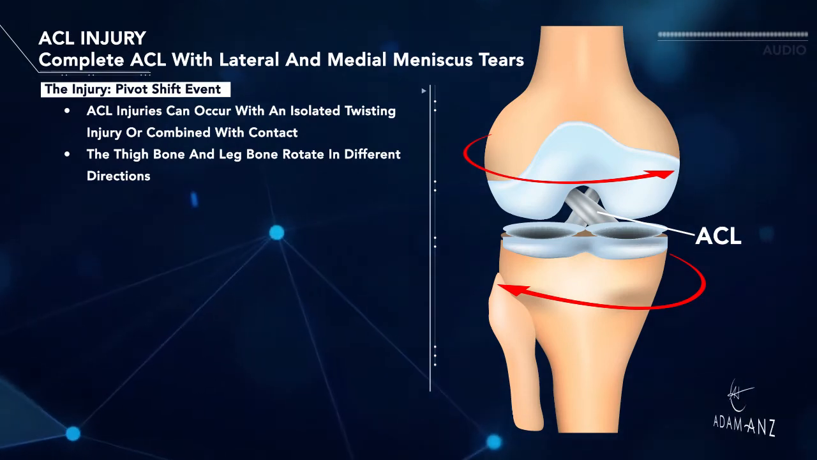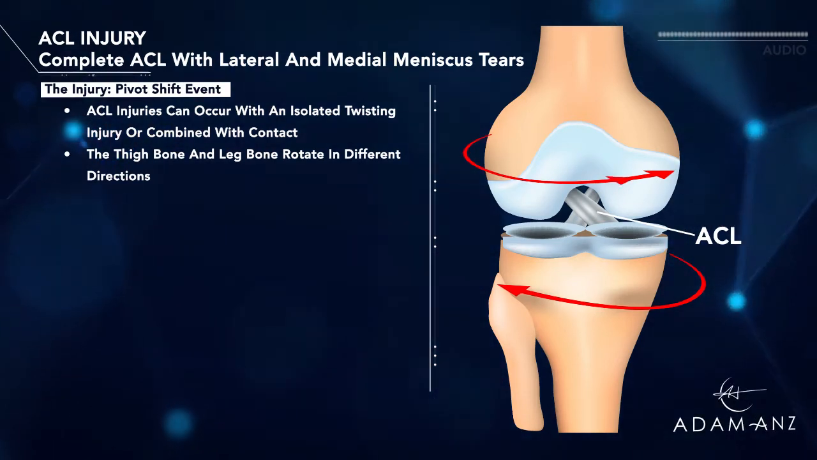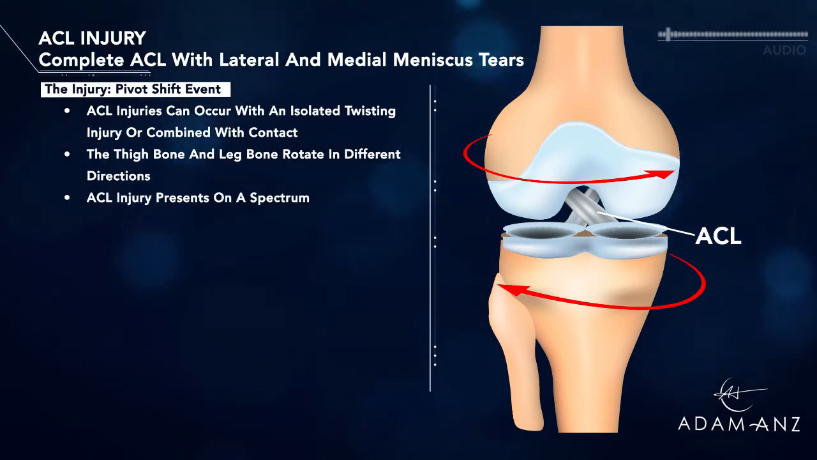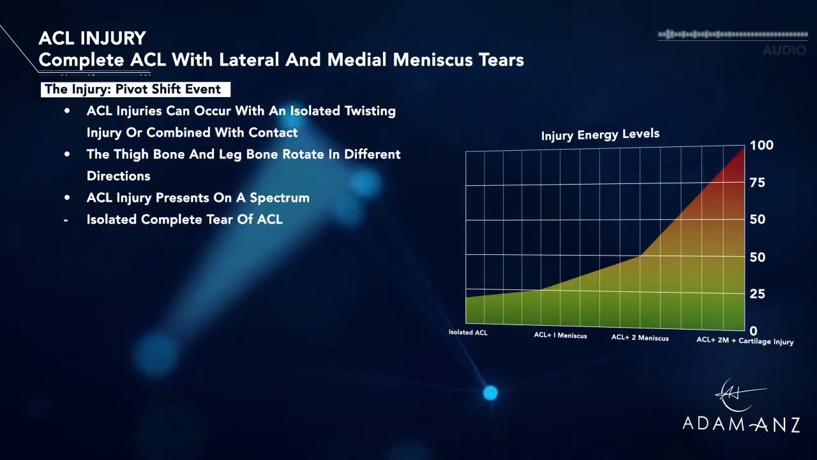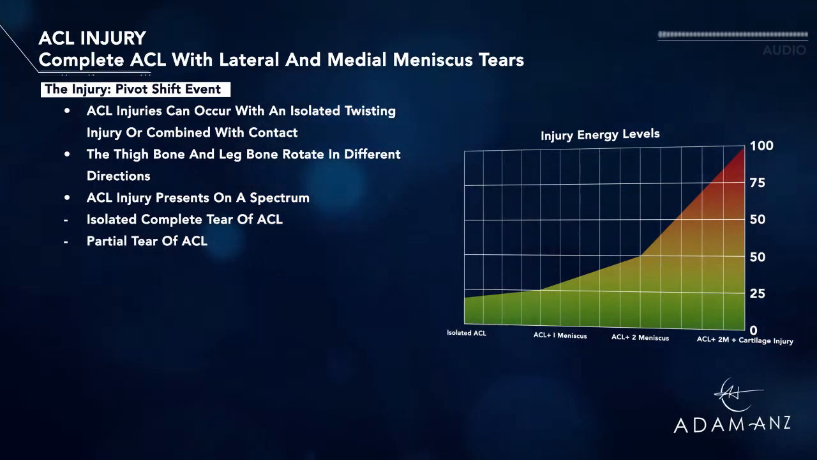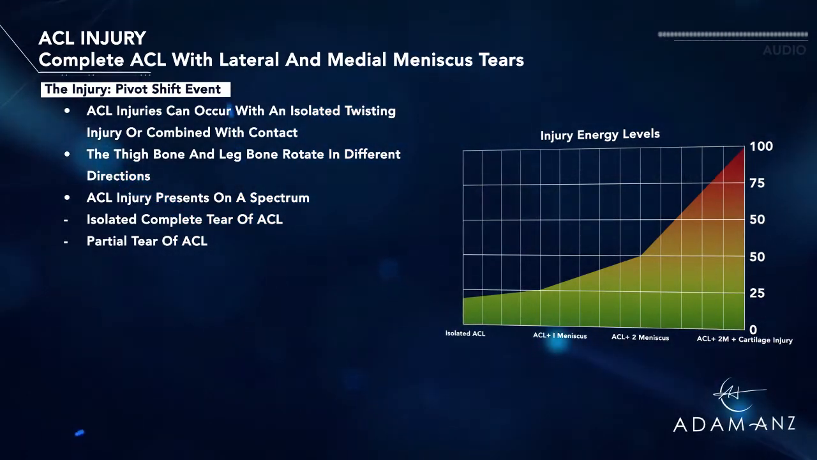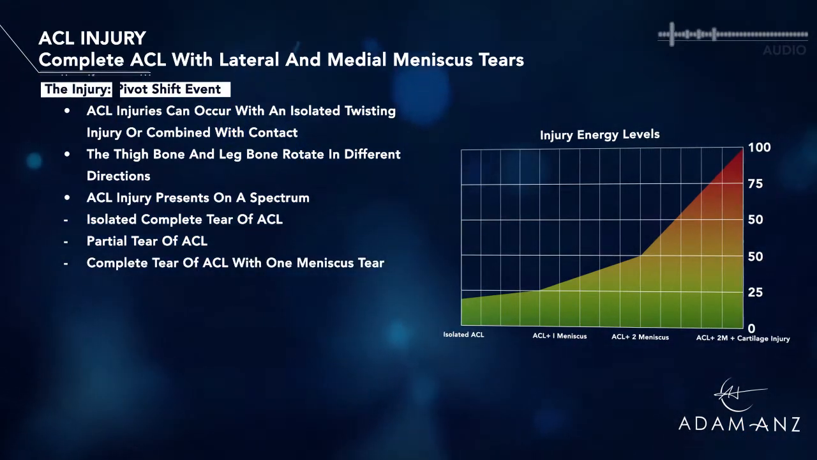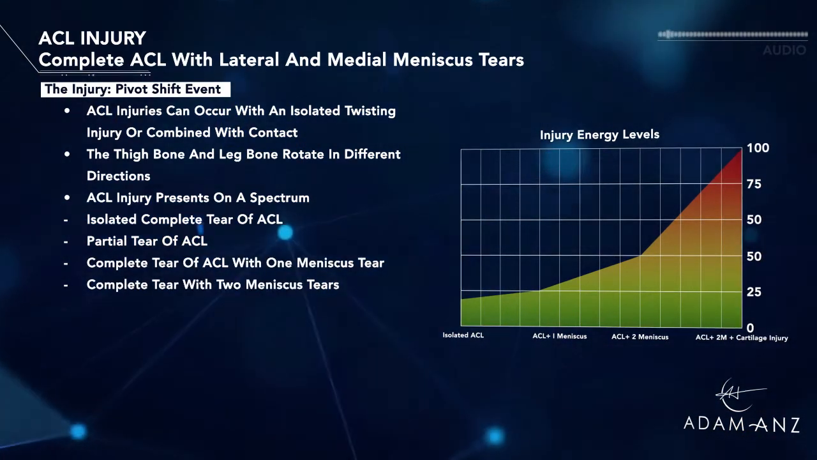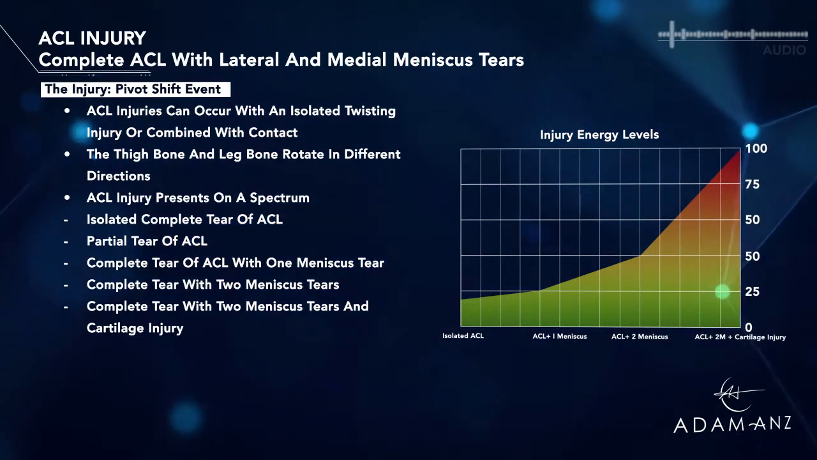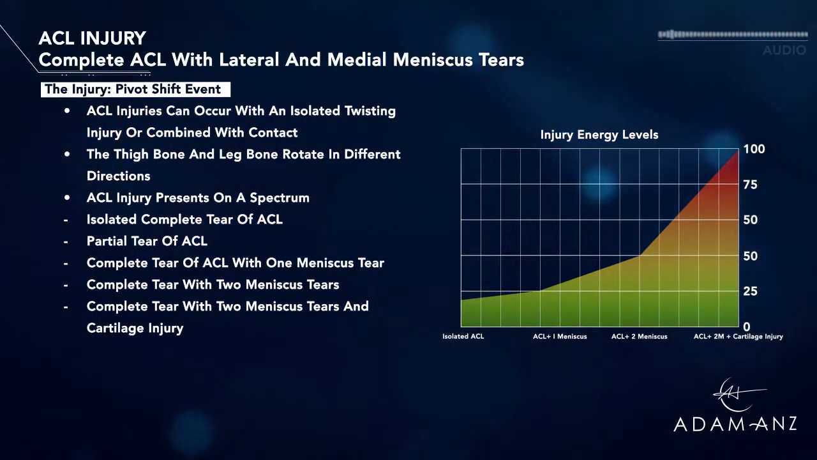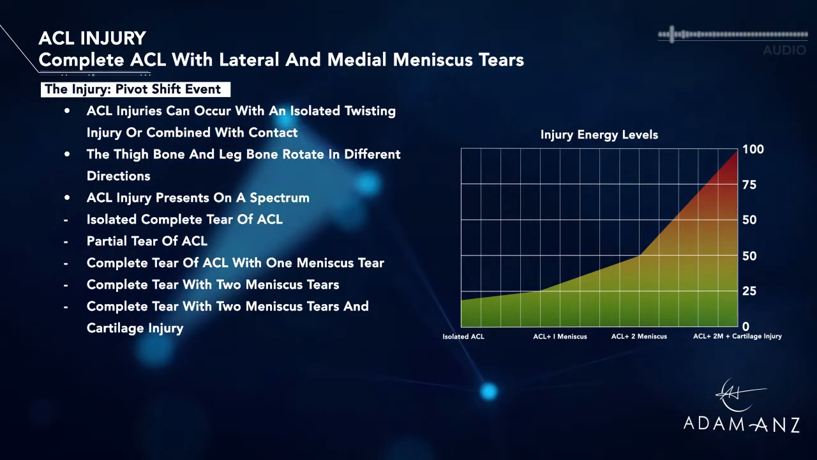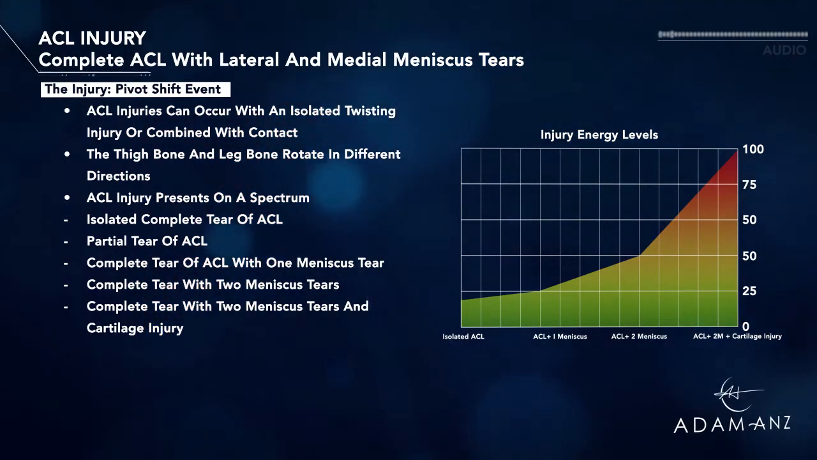injured. Many times, depending upon the energy at the time of the injury, there can be a spectrum of injury that occurs. You can have isolated tears of the ACL. You can have partial tears of the ACL. On the other side of the energy spectrum, when there's more energy, you can have complete tears of the ACL, two meniscus tears, and cartilage injury. A not uncommon scenario is to have an ACL injury with two meniscus tears, one tear posteriorly of the lateral meniscus and one tear posteriorly of the medial meniscus.